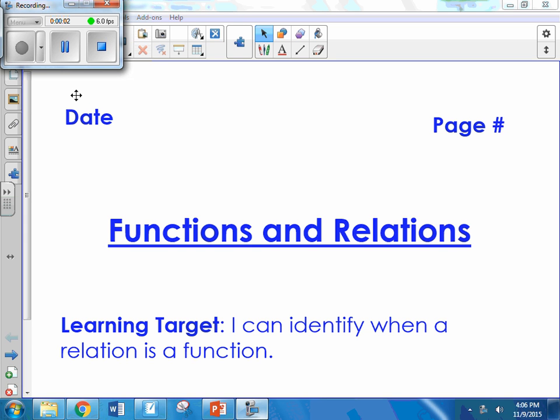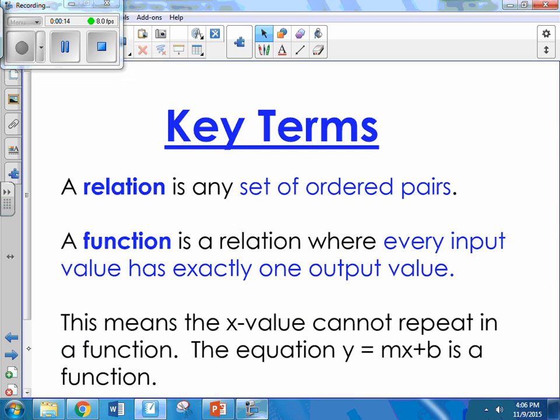So we are going to talk about functions and relations today. Make sure that you get your date, your page number, and your learning target filled in here. Also make sure you get these key terms filled in.